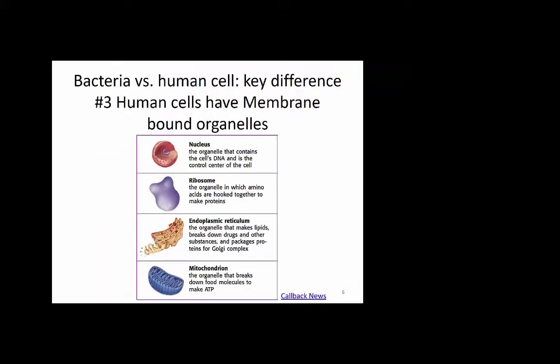The major organelles in the cell that would be present in human cells are nucleus, ribosome, endoplasmic reticulum, and mitochondria. And the function of each is defined here. In the bacteria cell, which has fewer membrane-bound organelles because of its smaller size, there is only the ribosome, which is the site of protein synthesis, present. So a bacteria cell has a ribosome, and a human cell has a nucleus, ribosome, endoplasmic reticulum, and mitochondria.